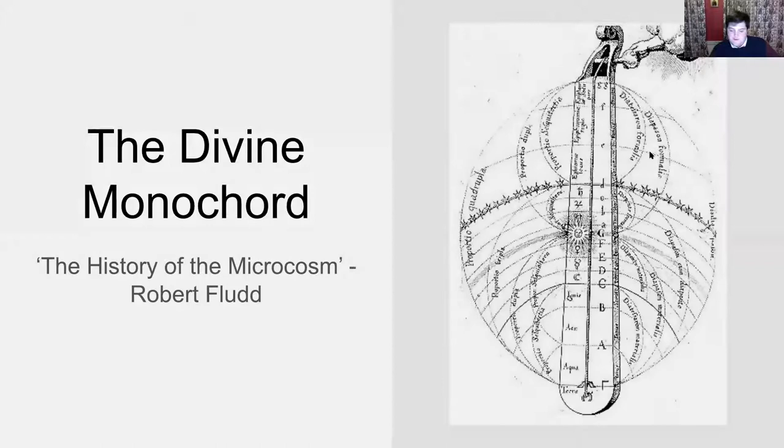This picture here is the divine monochord, which is depicted in Robert Flood's The History of the Microcosm, which in Latin is Utriusque Cosmi Historia, and it was written in the 1620s. This shows a double octave being tuned by the hand of God on a single string. As the string is tuned from low G to C, we move from the earth to God.